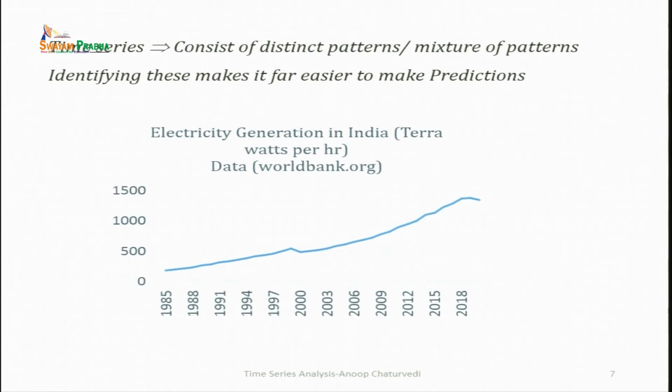Now, I will show you the graphs of different time series models, which will help you to understand how different time series have different kinds of variation. So, a time series consists of distinct patterns or a mixture of patterns. It is not a single pattern which is causing variation in the time series. It may be a mixture of trend as well as seasonality or cyclical component, and of course, randomness will always be there. And once you identify these components, then it becomes easier for you to make predictions.